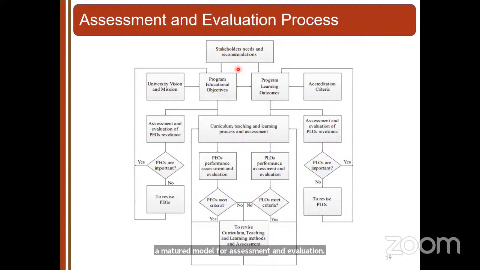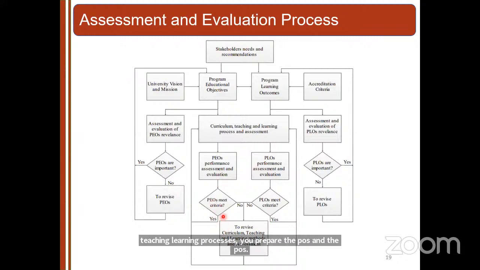So this is the process of assessment and evaluation, where we usually talk about the stakeholder needs and recommendations. These stakeholder needs and recommendations will lead to the PEOs, the university mission and vision. This row here talks about mission, PEOs, and accreditation criteria. From that, you come to the curriculum, teaching learning processes. You prepare the PEOs and the PLOs. Now, until here we discussed.